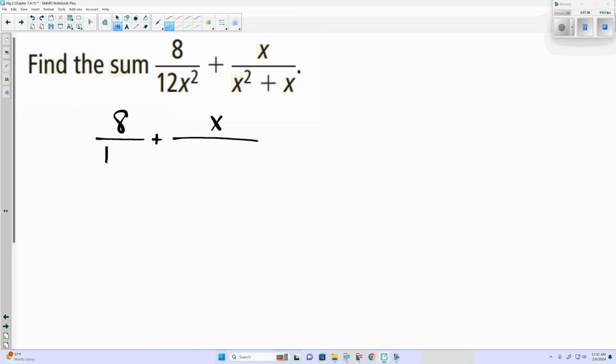Now the first thing we need to do is factor our denominators as far as we possibly can. One of them is 12x squared. Well, 12x squared, it being a single term, does not factor any farther than it already is. Now the one on the right.